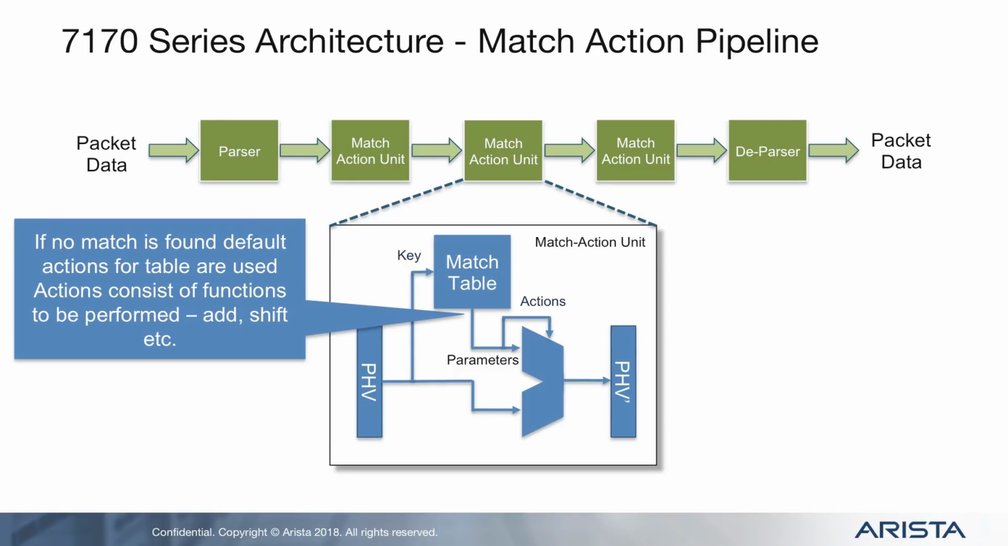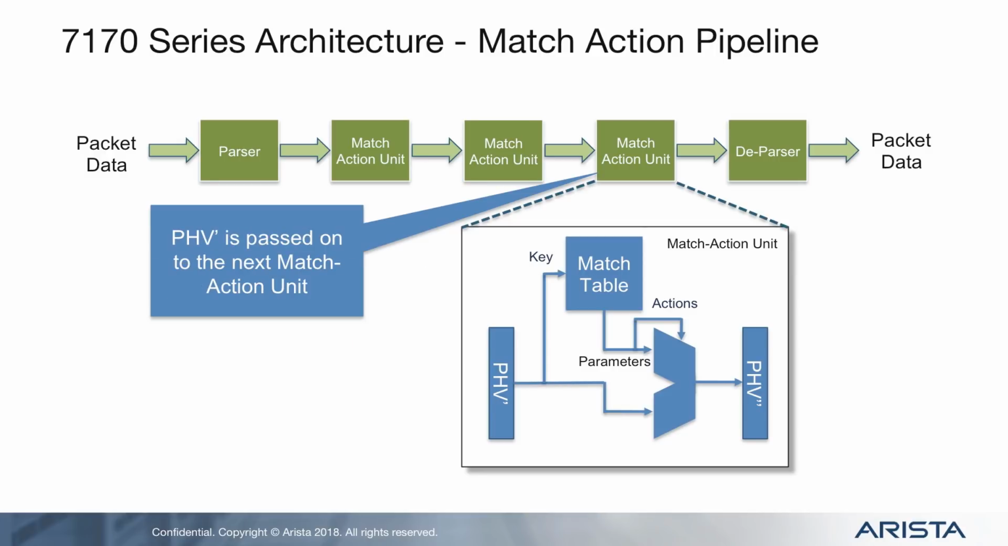For instance, in the case of a MAC address missing, there may be a flood action as a default action on a table, so the packet gets flooded to all members of a VLAN. The output of a table can be written into a PHV and passed down the pipeline to another match table. This allows us to chain tables together to form a single set of actions to be performed on the packet.